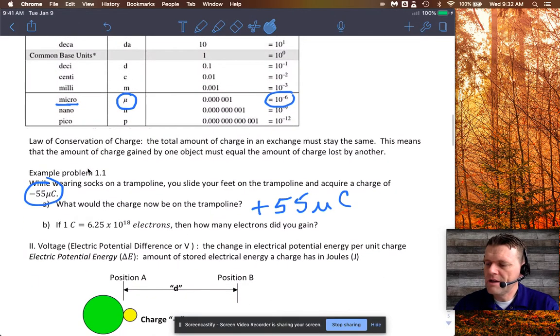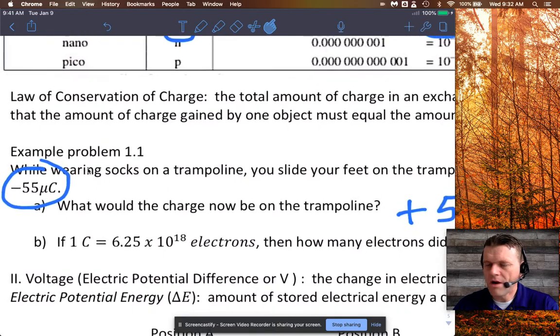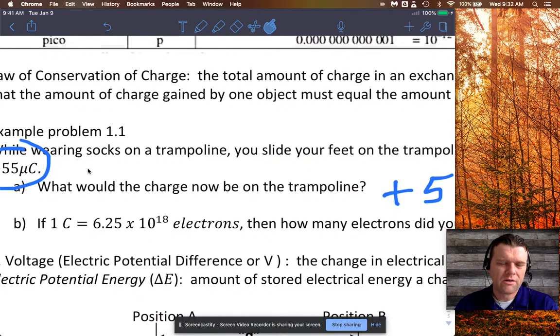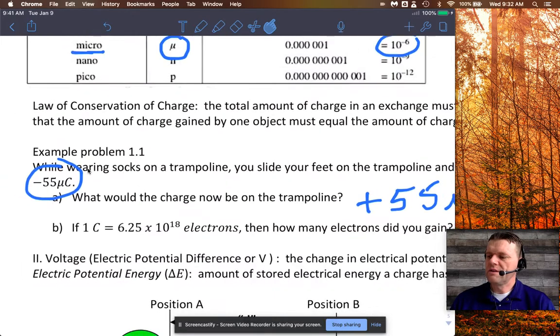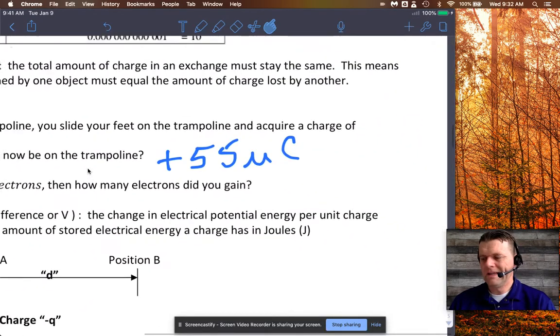Again, this number is not a number you're going to have to memorize, but it wouldn't hurt to make note of it somewhere, even on your data sheet. 1 coulomb is equal to 6.25 times 10 to the 18th electrons. It says, then how many electrons did you gain?